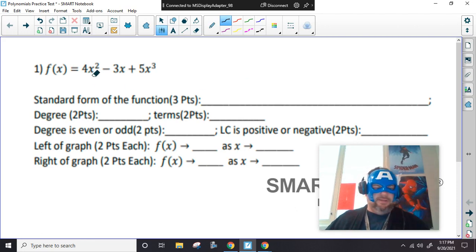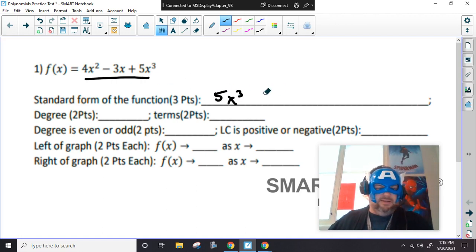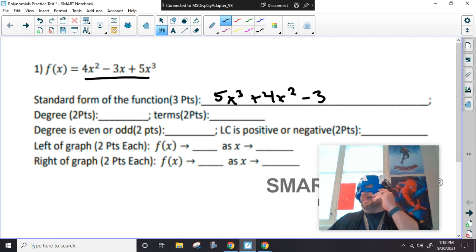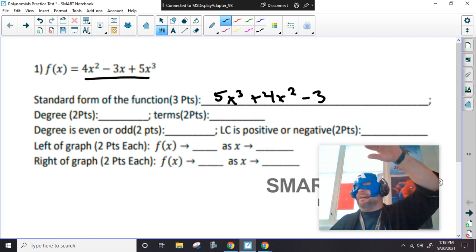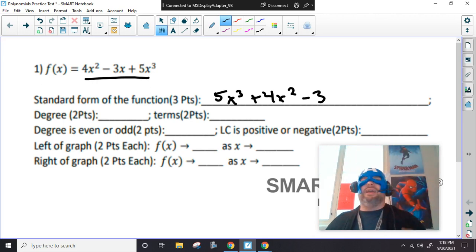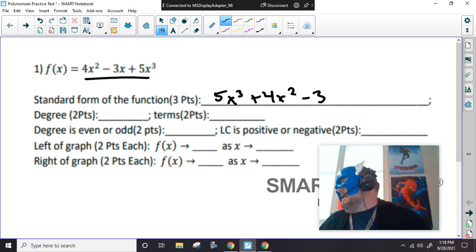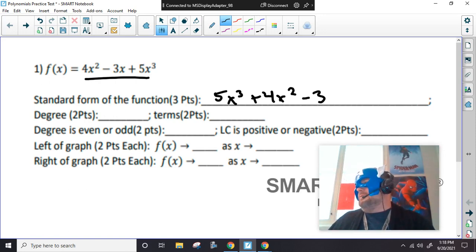All right, so here's our polynomial. Standard form. So the highest goes first, so this goes 5x to the third plus 4x squared minus 3x. Now, like all practice tests beforehand, I've put how much each section is. This whole question is worth 19 points. There's a lot of points on this, but some of this is really easy to get.